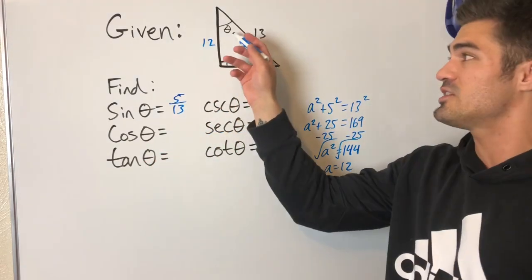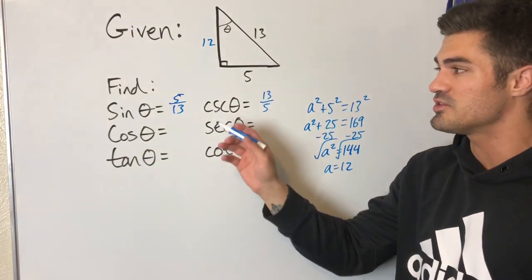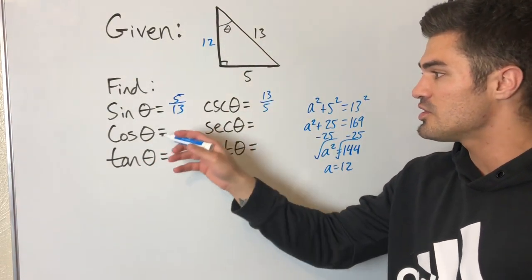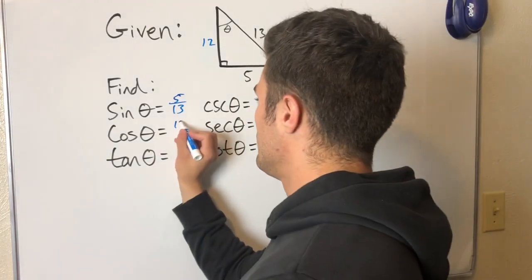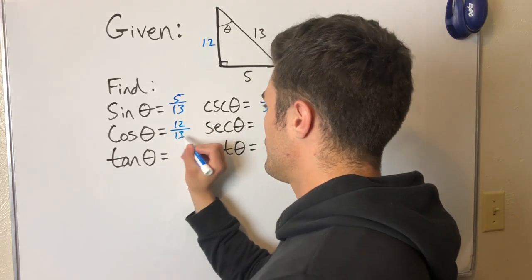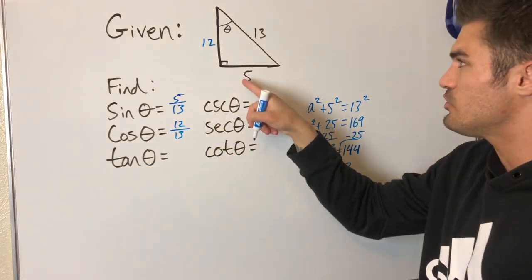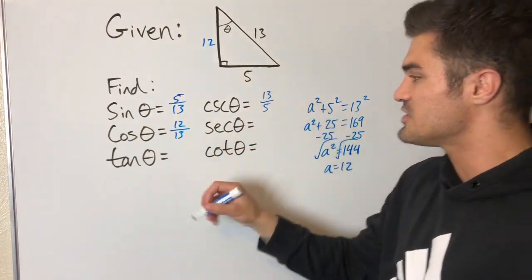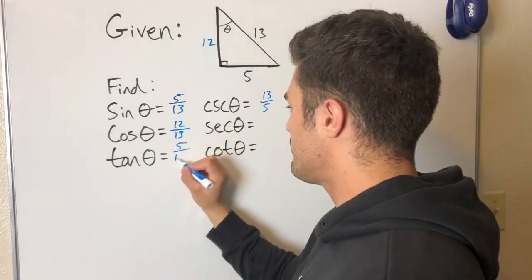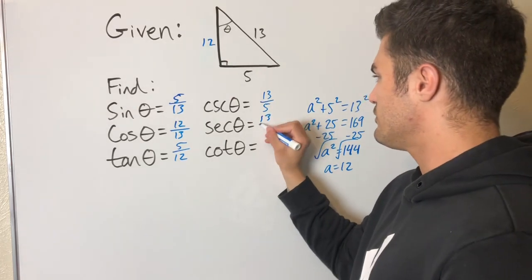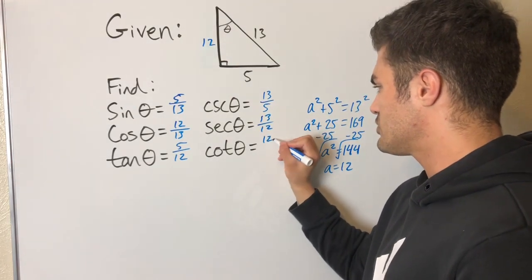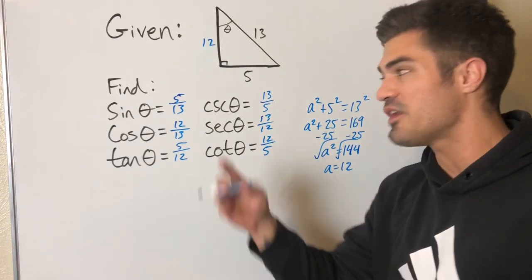Let's see. So our cosine is what? Adjacent over hypotenuse. SOHCAHTOA. So adjacent over hypotenuse, which would be 12 over 13. My tangent is what? Opposite over adjacent. Opposite is 5, adjacent is 12, so that's 5 over 12. And then I literally just take the reciprocals of these. So this is 13 over 12. This is 12 over 5. And that's it. I found all six.